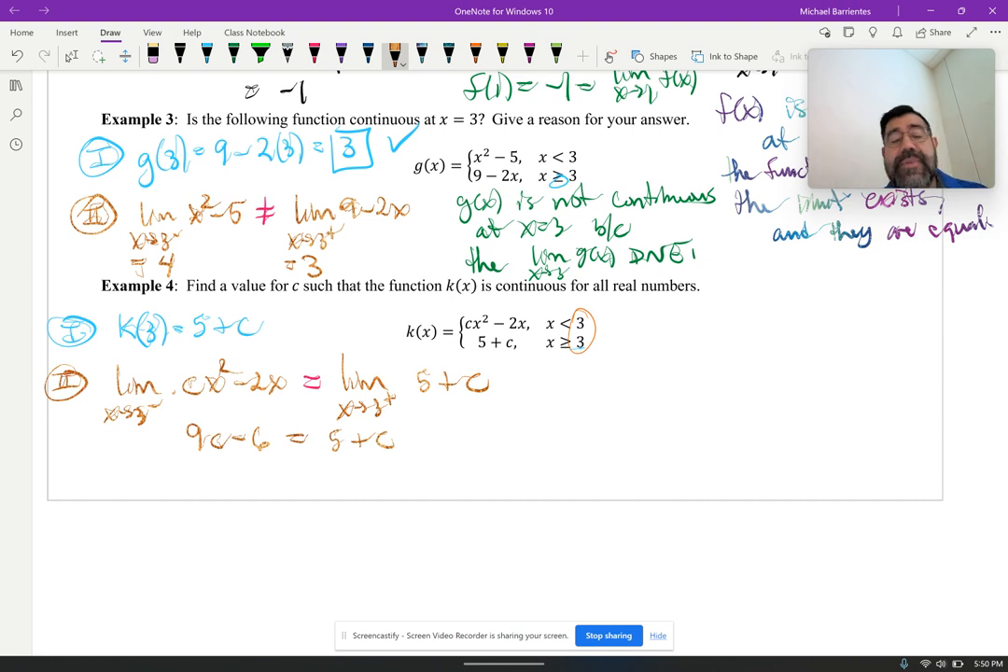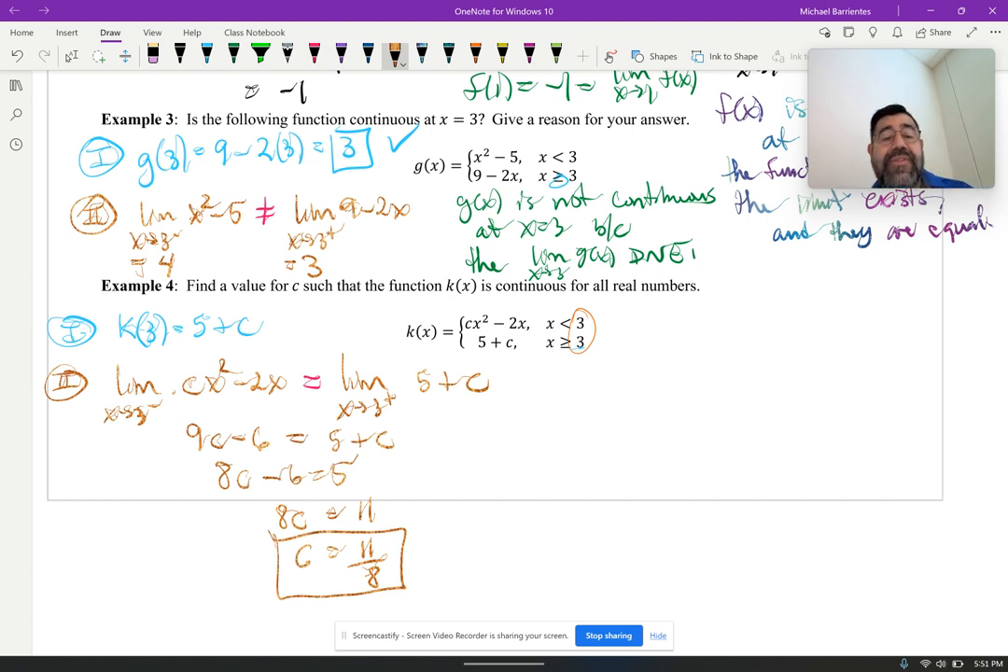And now we're going to use a little bit of algebra to get all the variables on one side, all the constants on the other. So I'm going to subtract the c over, and we're going to get 8c minus 6 equals 5. And then I'm going to add the 6 over, and I'm going to get 8c equals 11. And if I divide both sides by 8, I'm going to get that c, the magic c value that we're looking for, is 11/8.